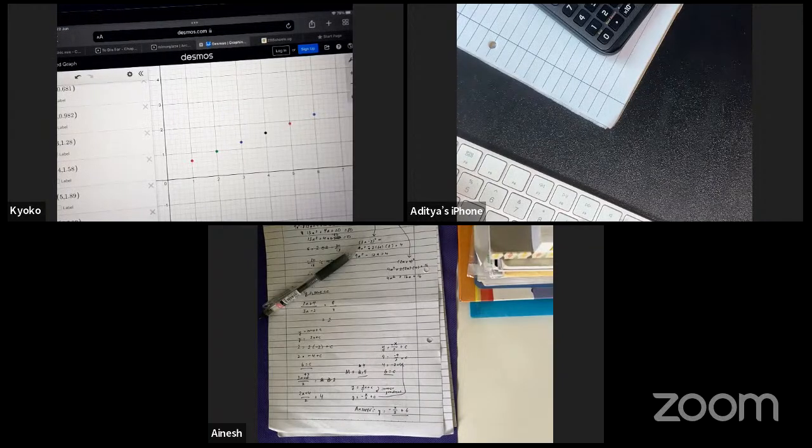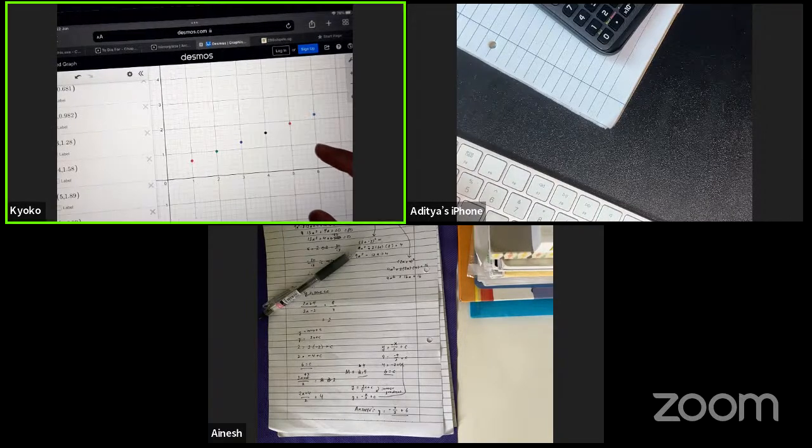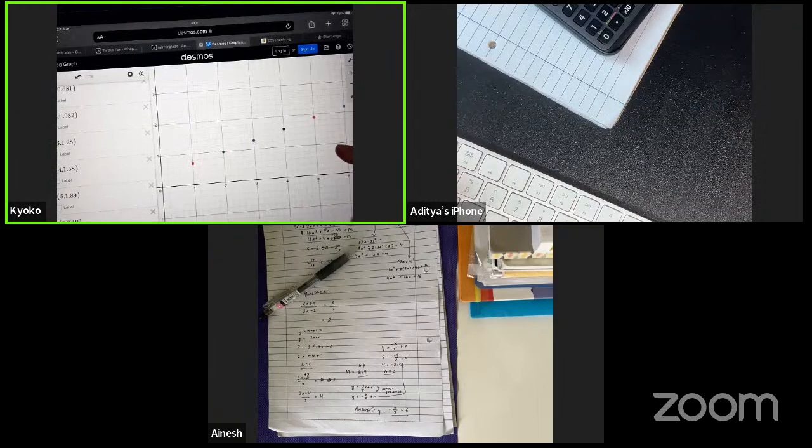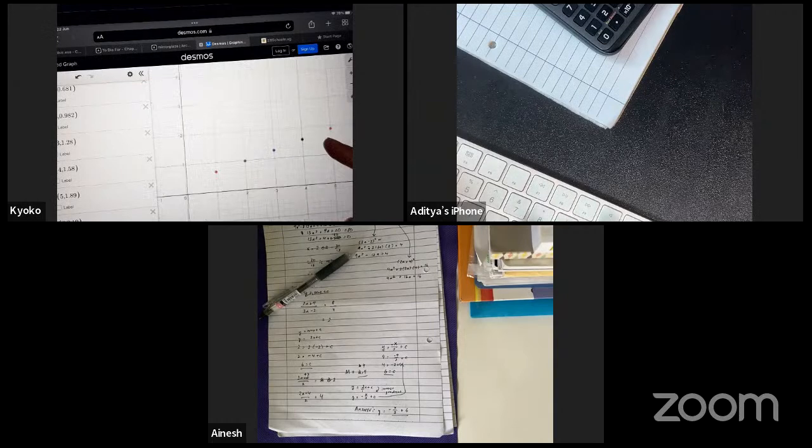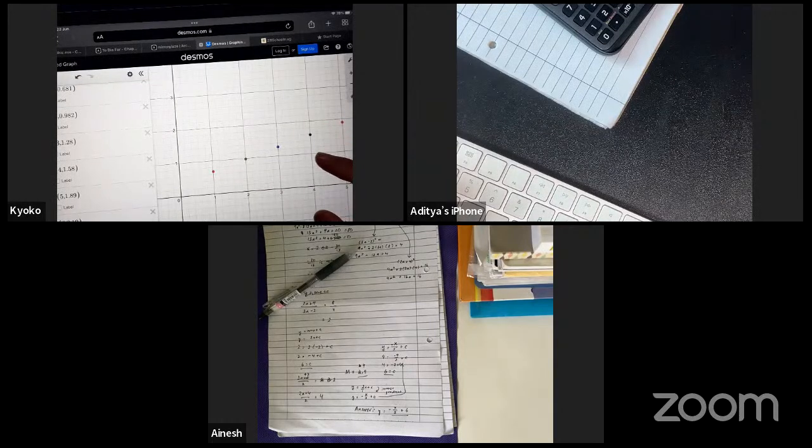Kyoko, can you now make an estimate of the C and the M? Do you understand what I'm saying? Same process as just now. Estimate the C, estimate the M. That means we're trying to fit a line through everything. Okay, give it a try.